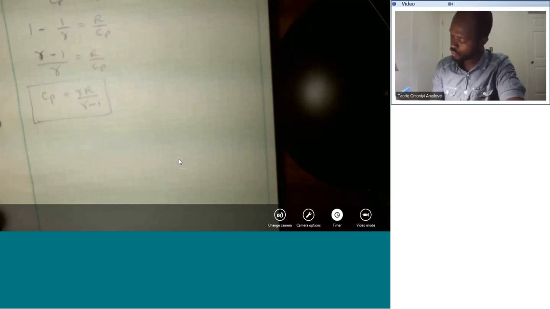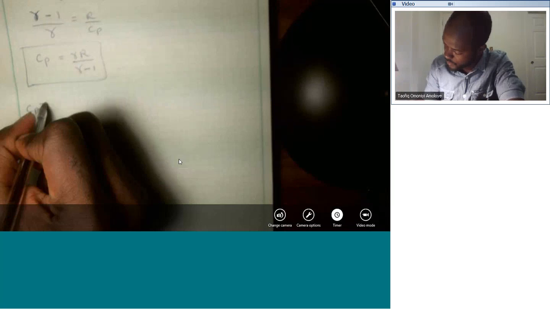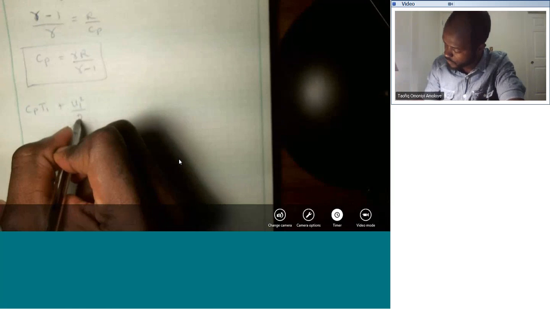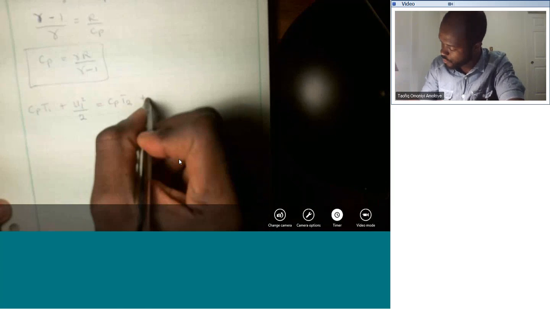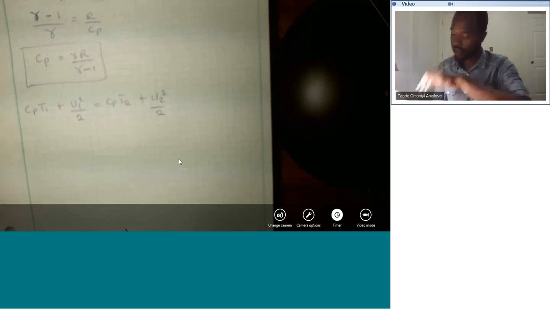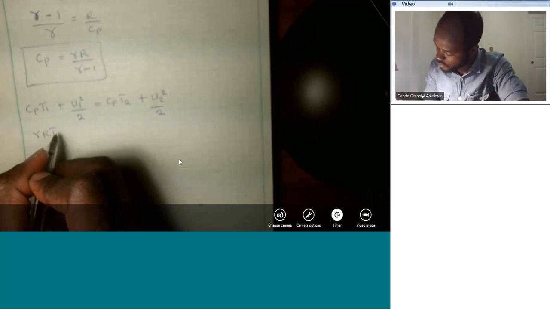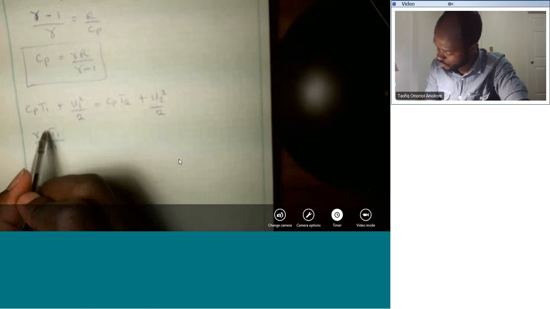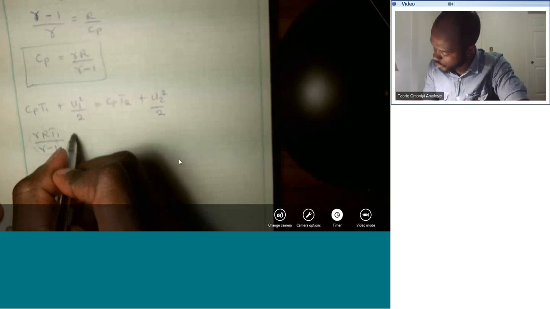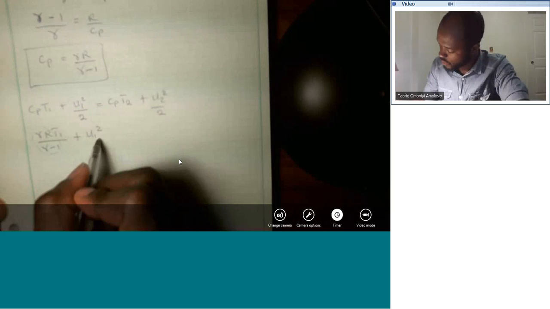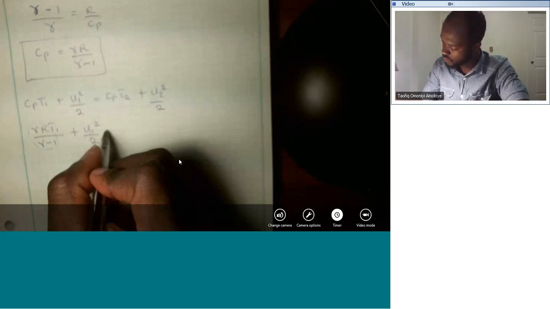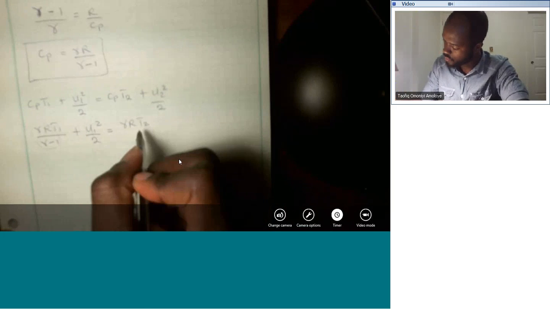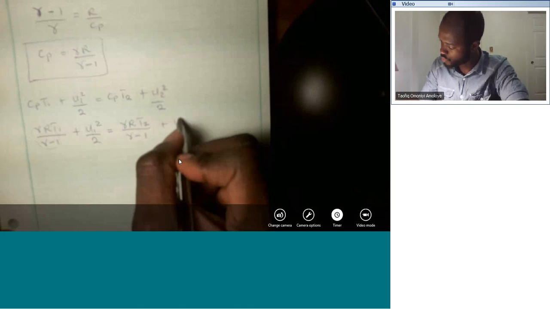So now our energy equation, which we have Cp(T1) plus U1 squared over 2 equals Cp(T2) plus U2 squared over 2. So we can substitute Cp equals gamma R over gamma minus 1 into this equation. Then we have gamma R T1 over gamma minus 1, plus U1 squared over 2, equals gamma R T2 over gamma minus 1 plus U2 squared over 2.